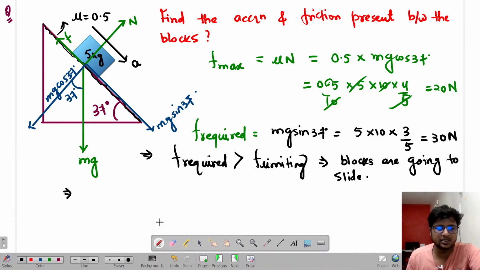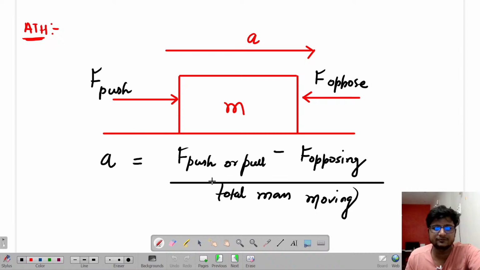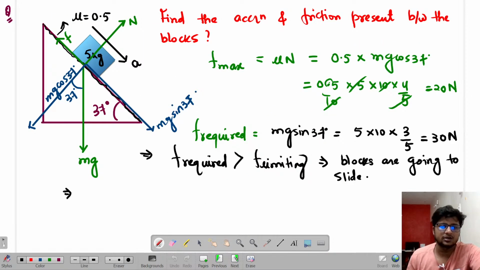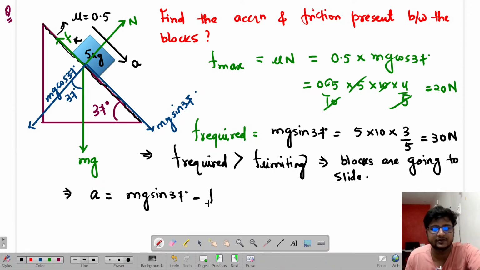I'll tell you one thing. Yesterday I described one acceleration method. I told you acceleration is pulling force minus opposing force divided by total mass moving. So here the pulling force is mg sin 37. As you can see, f required is more than f limiting, which means the body is sliding. This friction will change to kinetic friction, divided by mass m. Is that clear or not?